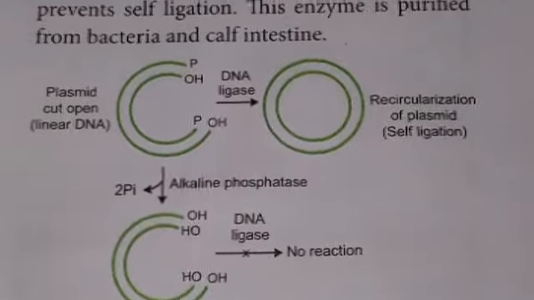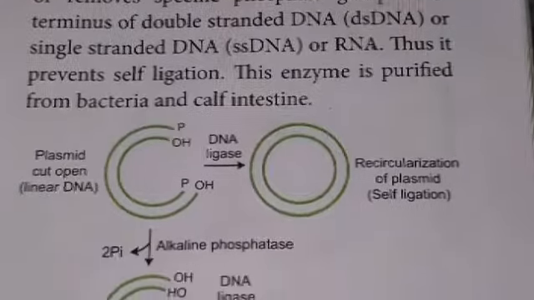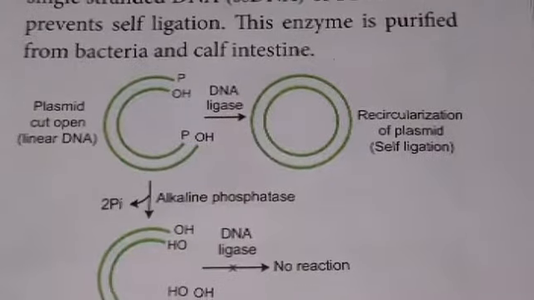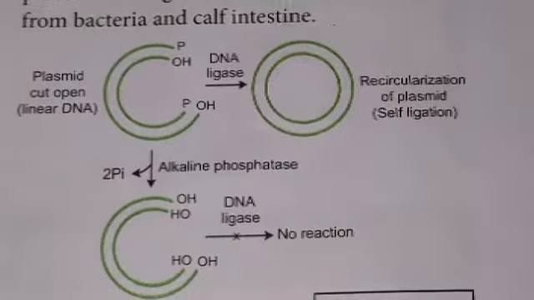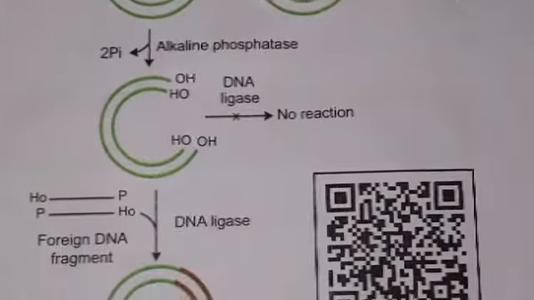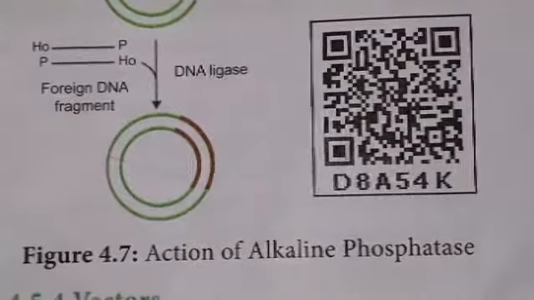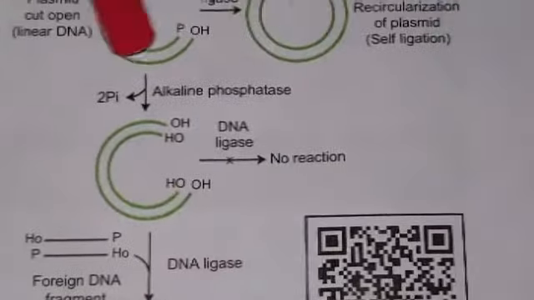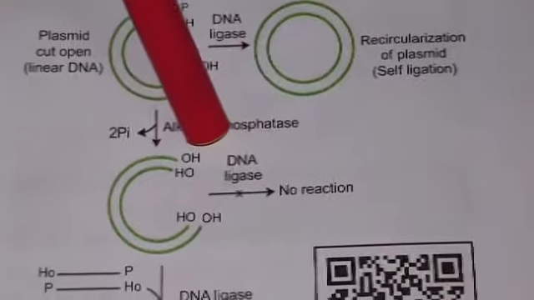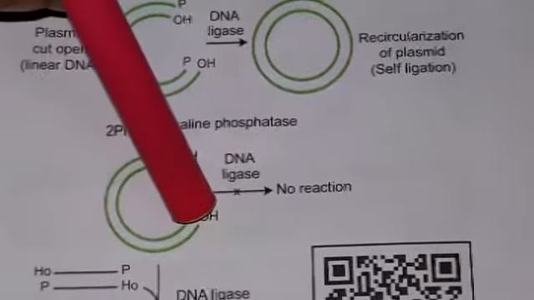It prevents self-ligation, the self-joining of DNA molecules. This enzyme is purified from bacteria and calf intestine. So it is obtained from bacteria and calf intestine. So DNA ligase is used to join the cut ends or sticky ends. Alkaline phosphatase is used to remove or add the phosphate group at the 5' end.